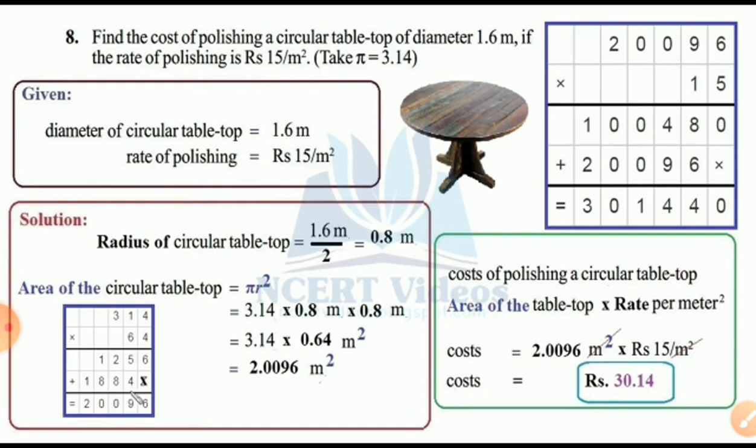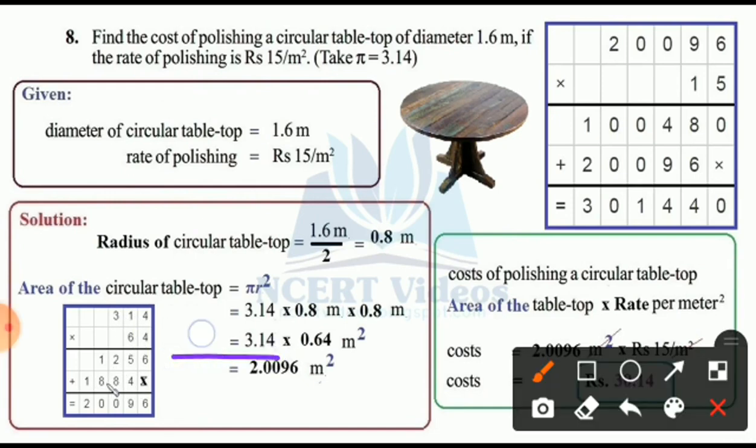See, the same thing applies here for the multiplication. This is the multiplication of this one. The point will be here and you have to jump 4 places. Is it better? Yes, same way. Now you have 2.0096 multiplied by 15 rupees, because it is 15 rupees for 1 meter square, so you have to multiply. Right method.